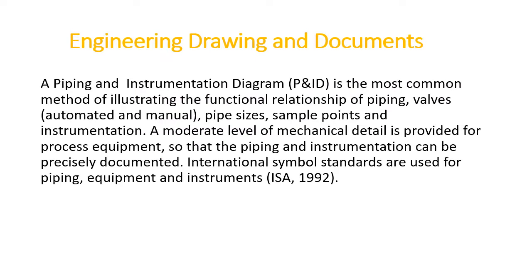A piping and instrumentation diagram is obviously one of the most critical and important documents in the case of any process plant. In this document, the relationship of piping, valves, pipe sizes, sample points and instrumentation is shown quite extensively. A moderate level of mechanical detail is also provided for process equipment, so that the piping and instrumentation can be precisely documented. International symbol standards are used for piping, equipment and instruments, which is based on ISA 1992.